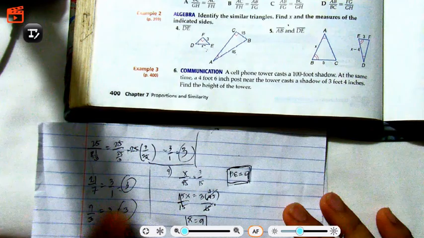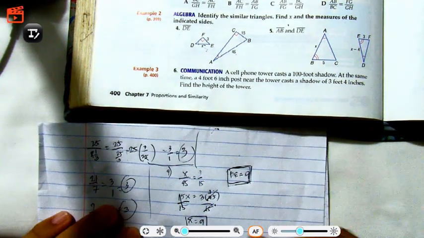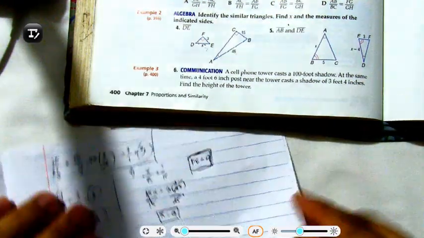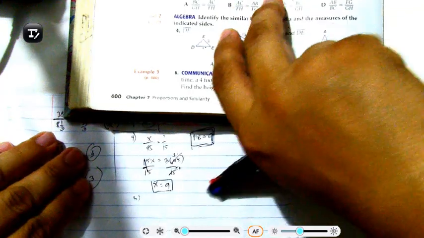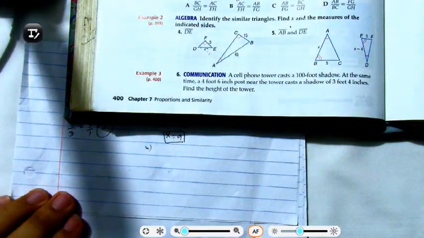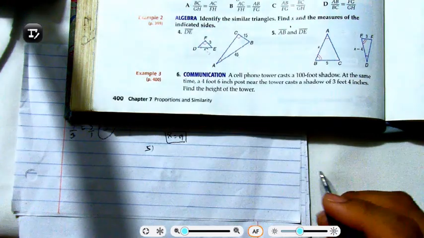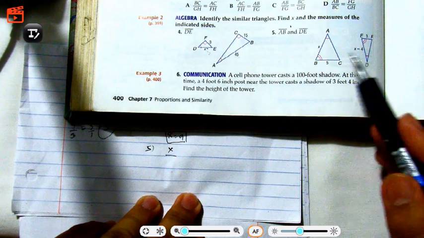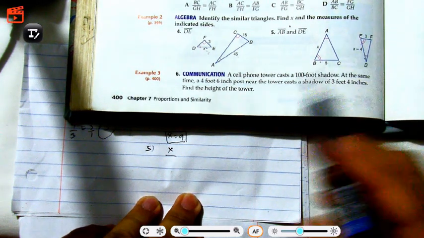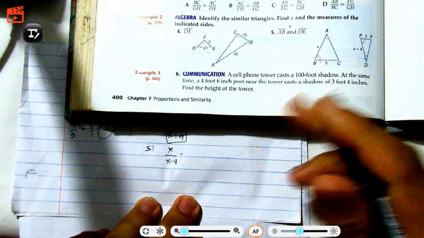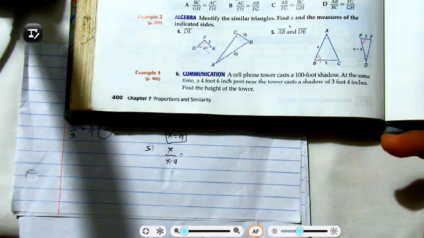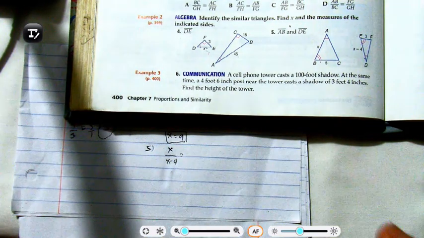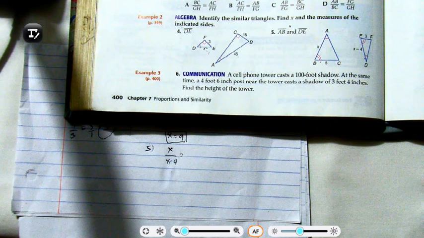How about number 5? Right there. It's clear? Number 5. So find x. X is corresponding to the single to double, x minus 4. Because figures are not always drawn in the same manner. Sometimes the other one is turned left, reflected, rotated. So you have to know how to pair up the sides properly.